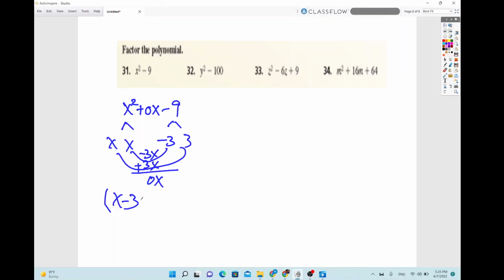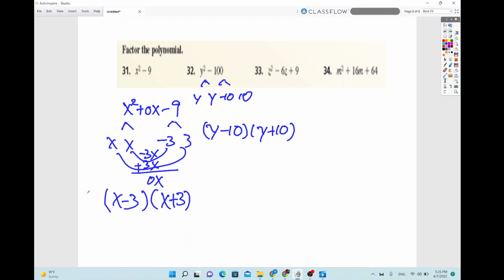Again, same old: x minus 3 is the left-hand side of the factor tree, group them together, and the right-hand side of the factor tree, also group them together, x plus 3. And then the next one, similar situation. Without writing the 0y term, you can break it apart: y, negative 10, positive 10. So y minus 10, y plus 10. And don't forget to put an equal sign, because that shows the consistency of the work.